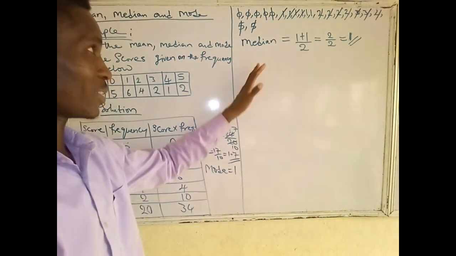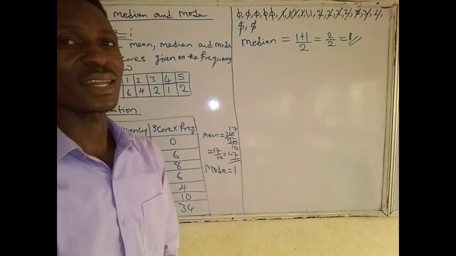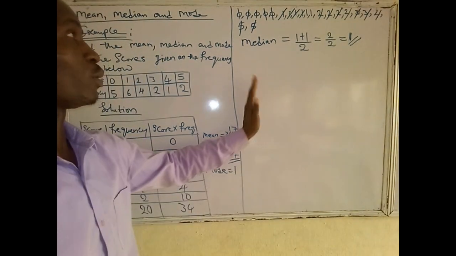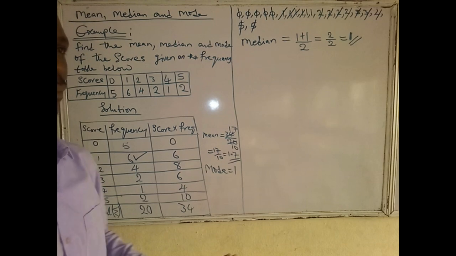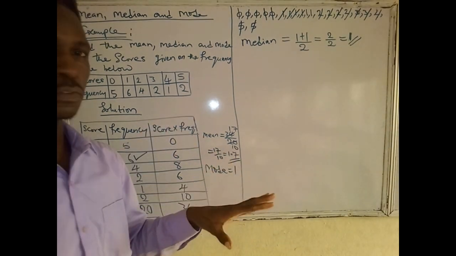So I believe this is simple enough. In our next video, I'm going to be moving to grouped data. This is ungrouped data. Very simple and easy to follow.